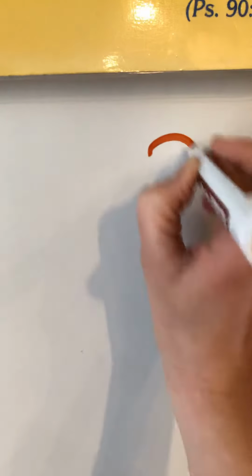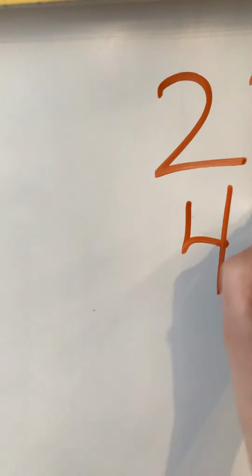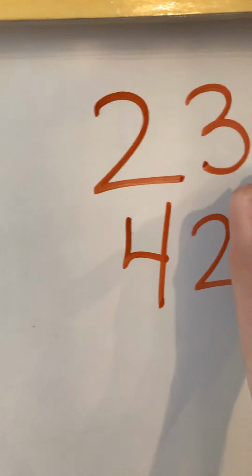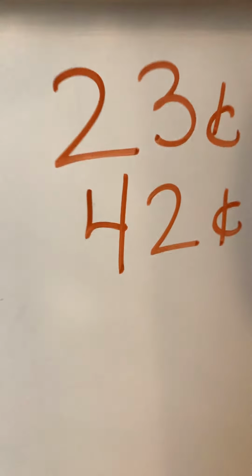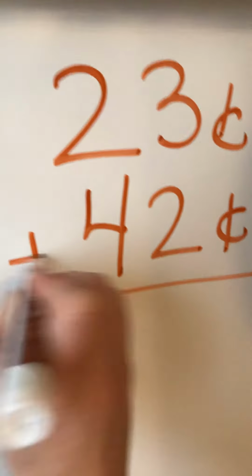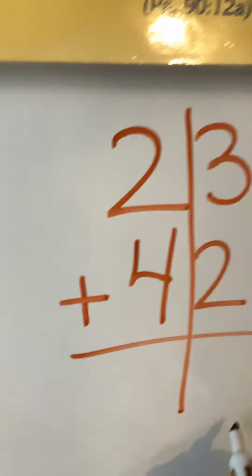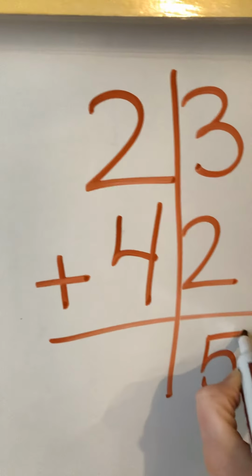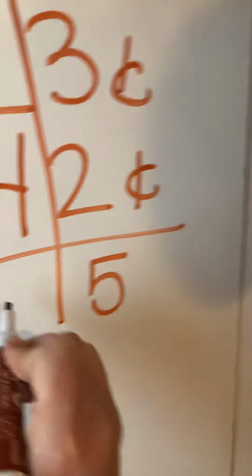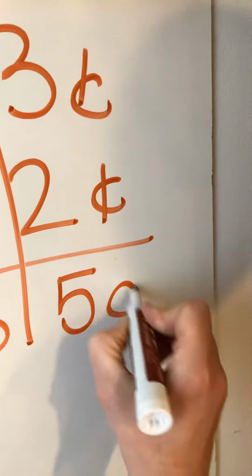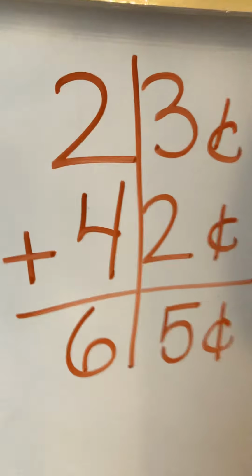We've also added two-digit numbers before, like 23 and 42. 23 cents, 42 cents. We do the ones column first. 3 plus 2 is, yes, 5. And 2 plus 4 is, yes, 6. We're talking about cents, so our answer is cents.